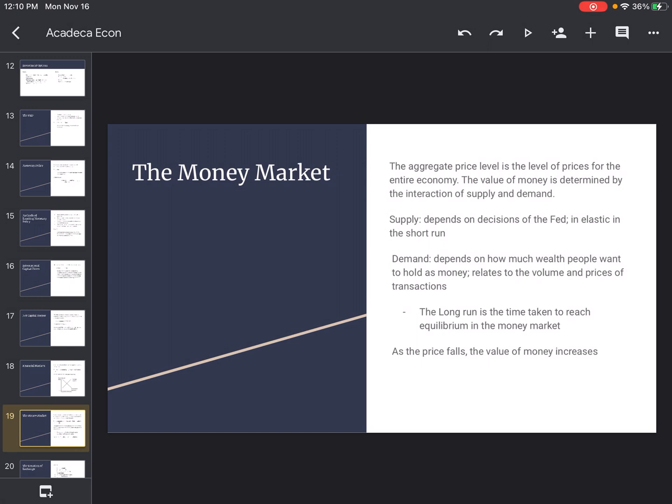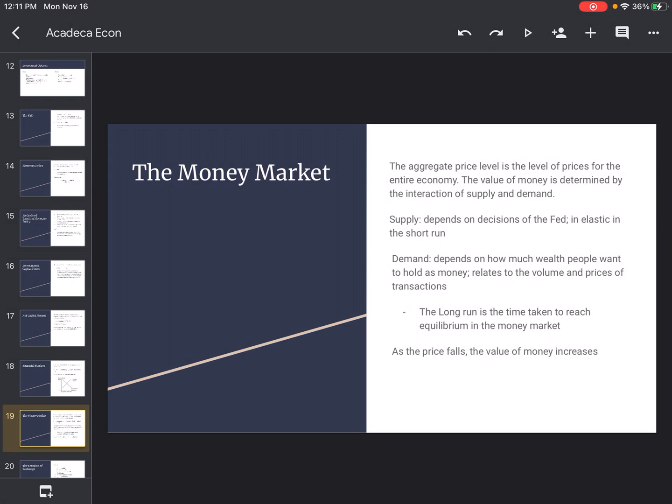Demand depends on how much wealth people want to hold as money. It relates to the volume and prices of transactions, which means that if the real level of economic activity stays the same, doubling prices should double demand for money, thus weakening the power of said money. The long run, again, is the time it takes to reach equilibrium in the market for money.